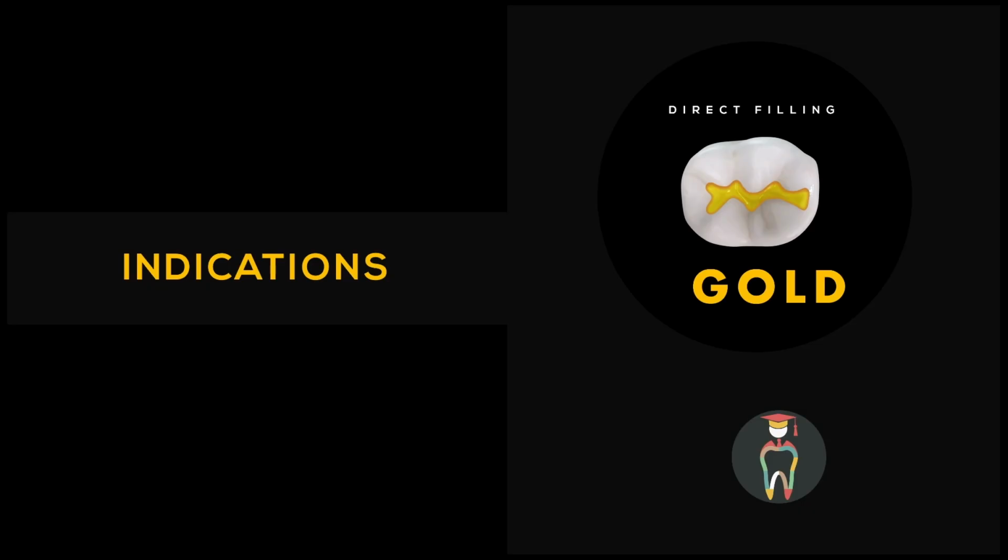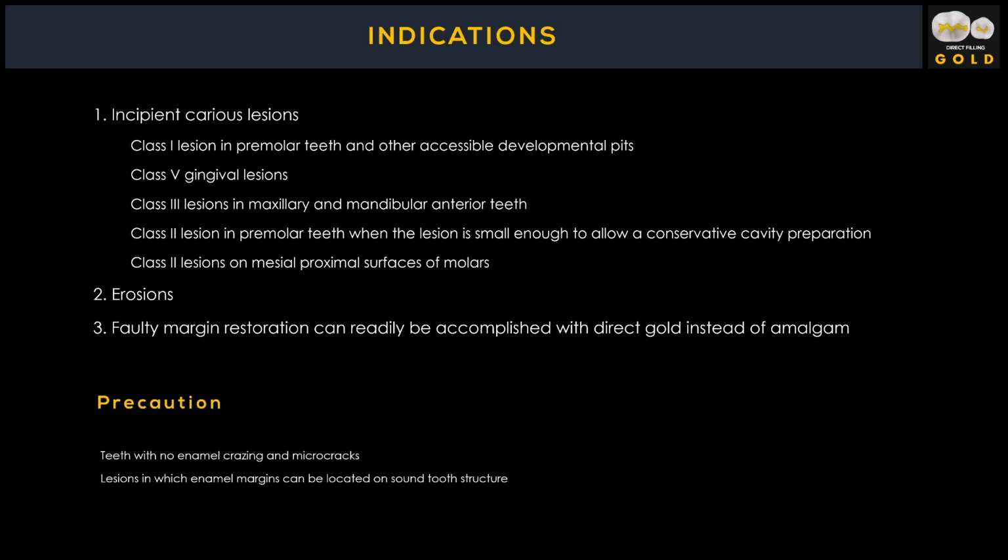Direct filling gold restorations have very limited indications. It can be used only for small incipient carious lesions, class 1 lesions in premolar teeth and other accessible developmental pits, especially the buccal pits of mandibular molars, and class 5 carious lesions. Even today, for class 5 carious lesions, direct filling gold is one of the ideal indications.